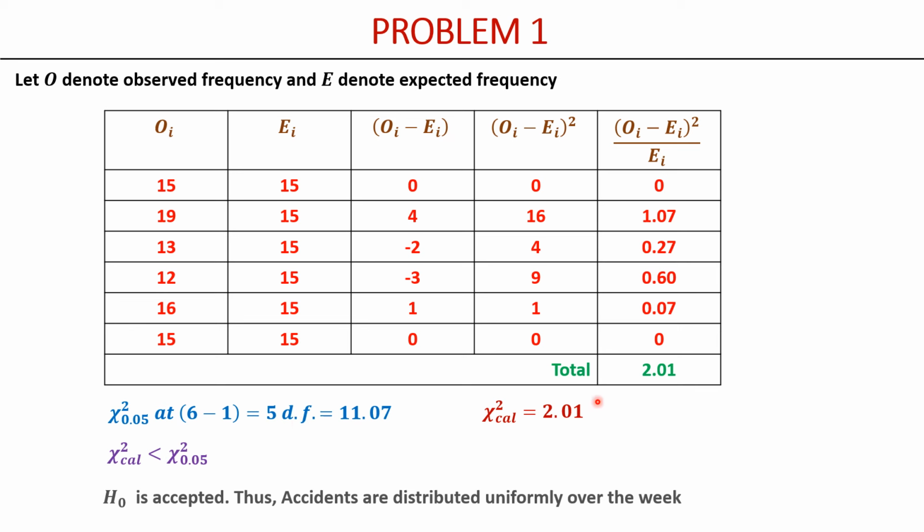So I find that the calculated value is less than the table value. So according to my result, H naught is accepted, which means that accidents are distributed uniformly over the week. So we have made a conclusion for this particular problem. Let's do a similar one in this next slide.